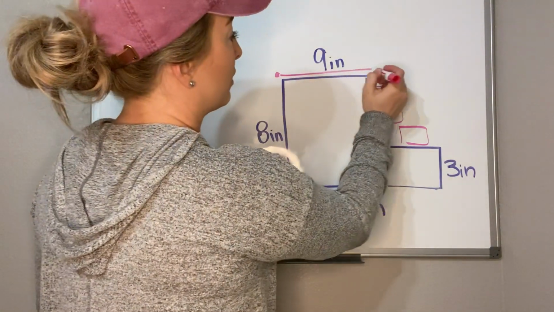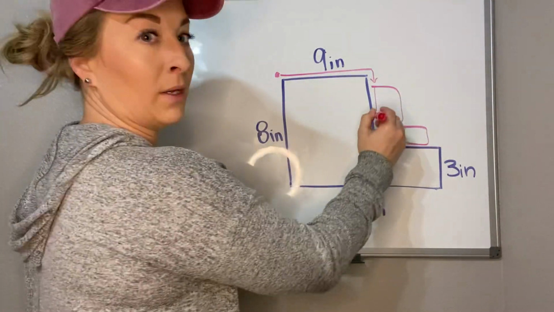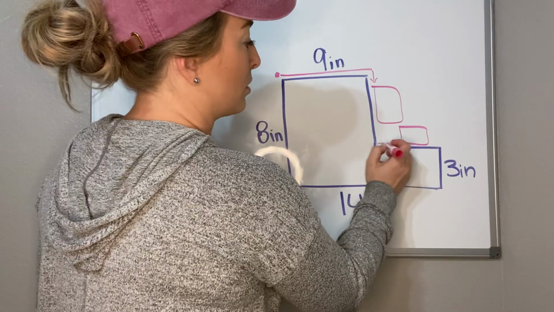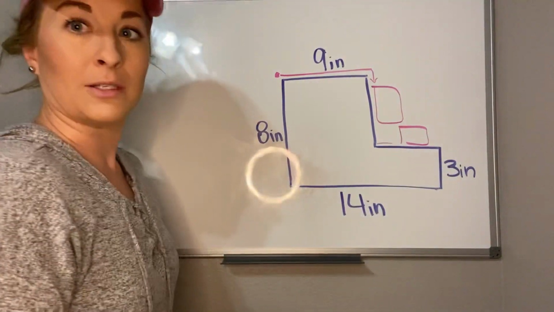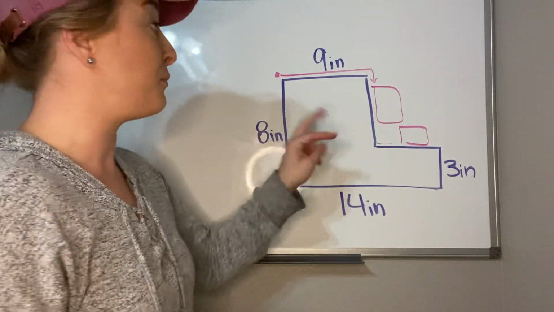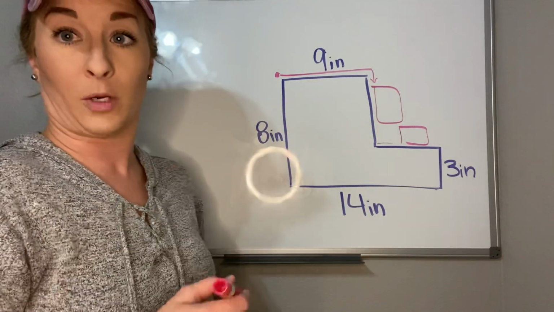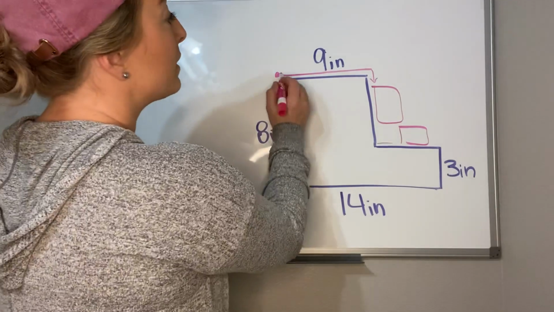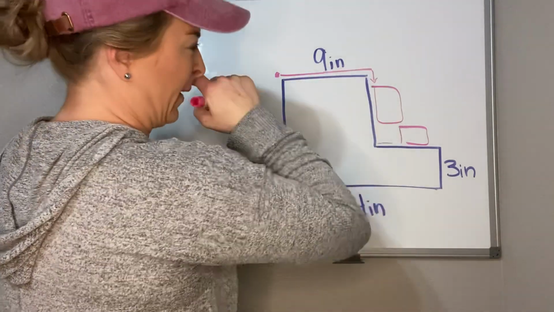Once we get here and turn down, this measurement is missing. And then once we turn this corner, this measurement is missing. However, we have been given measurements to help us fill in these blank spots. And let me show you what that looks like. So obviously the first measurement is 9 inches.